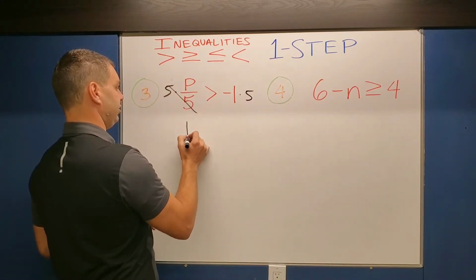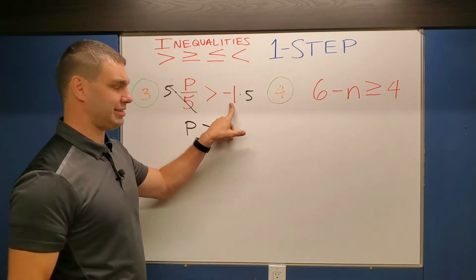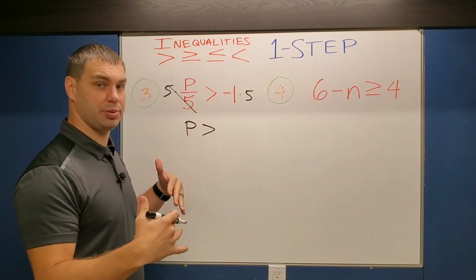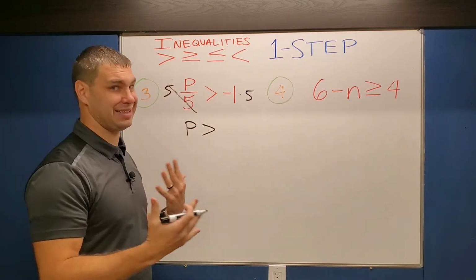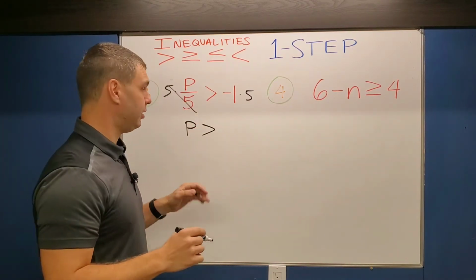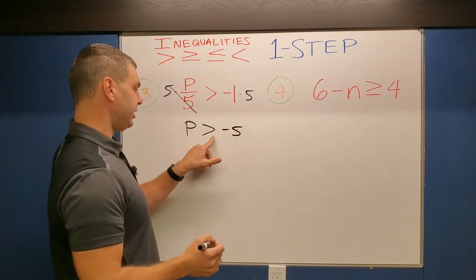So here they're going to cancel and give me p is greater than, now even though there is a negative over here, it's what we multiply by. So here I'm multiplying by a positive, so that's not going to change my sign like it did in the other one. Here it's just going to be negative 5. So p is greater than negative 5.